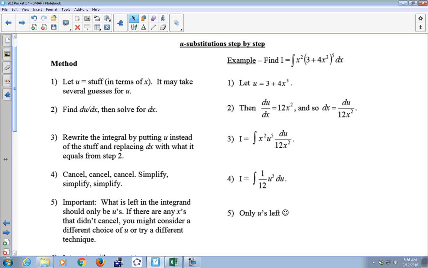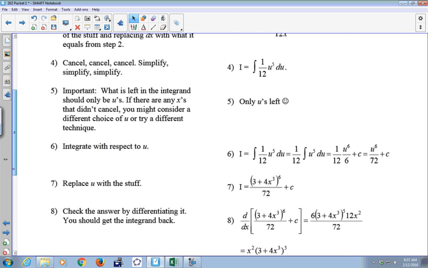Find du/dx and then solve for dx. Rewrite the integral by putting u instead of the stuff and replacing dx with what it equals from step 2. And then cancel, cancel, cancel, simplify, simplify, simplify.